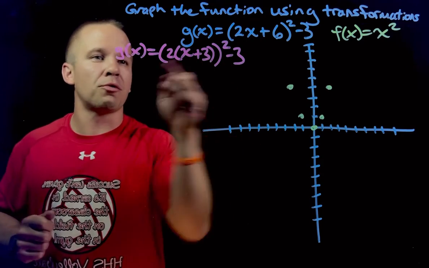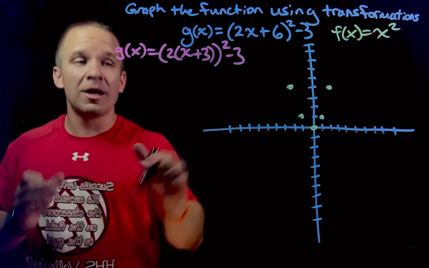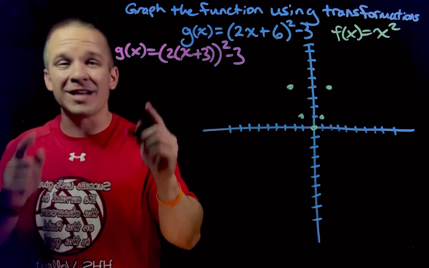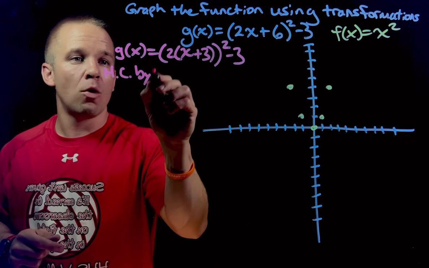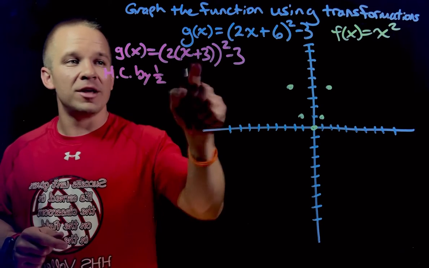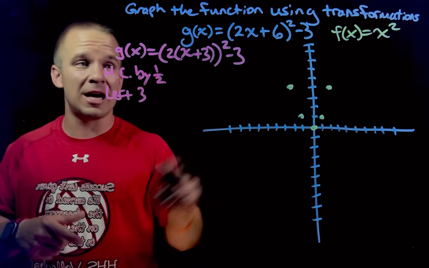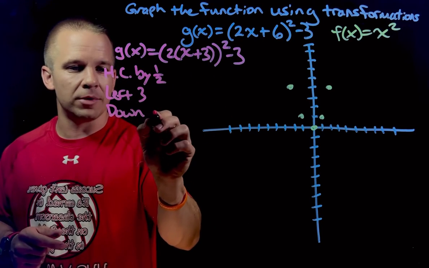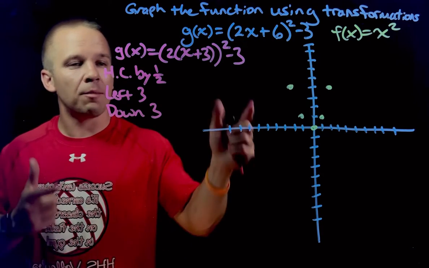I see 1, 2, 3 of them. In here on the inside, it's going to be horizontal, and we got to flip it, right? We got to flip it and think opposite there. It's going to be a horizontal compression by 1/2. This one here, we're going to be going left 3, got to think opposite on the inside, but then on the outside, normal stuff. We're just going down 3. Dope. All right. Now I got them, I can apply them to the points.